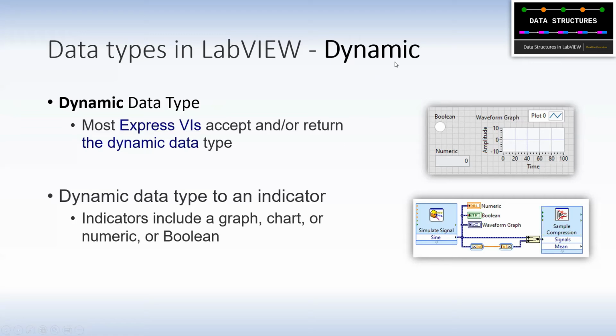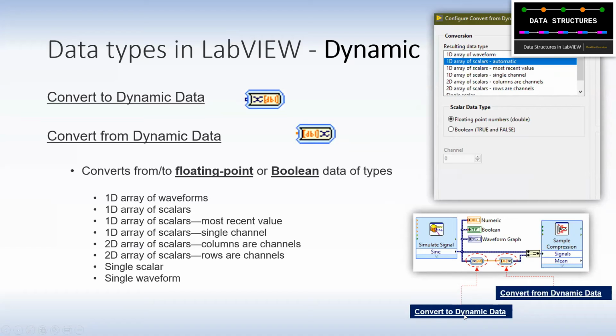So this particular dynamic data type is used to communicate between this type of Express VI. Okay, so this data can be connected to numeric, it can be used for Boolean, or it can be used for waveform graph, and also it can be converted into some arrays. Okay, using this convert to dynamic data or convert from dynamic data. Okay, so this should be here and this should be here. Okay. So when you put this on a block diagram, it opens this dialog, where you choose what kind of data you want to convert.